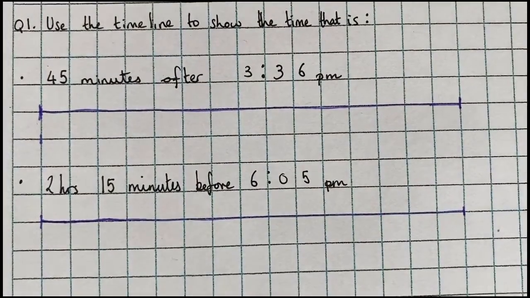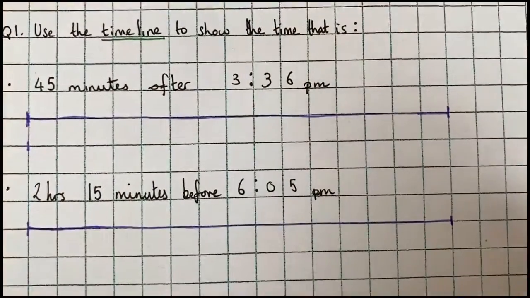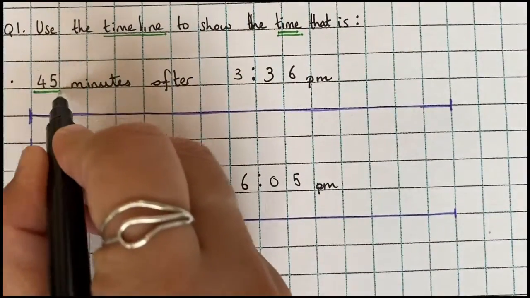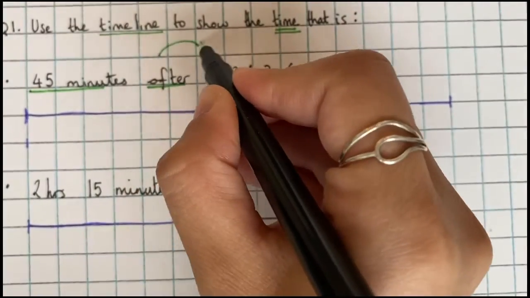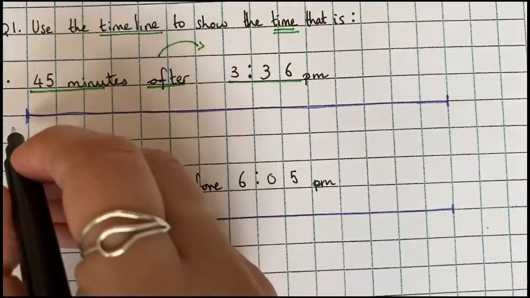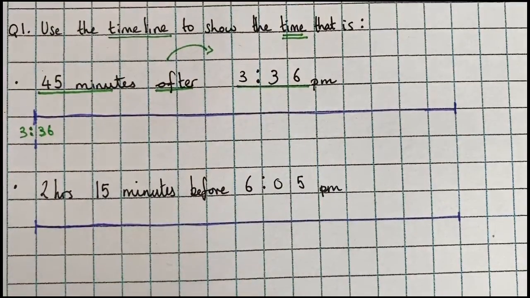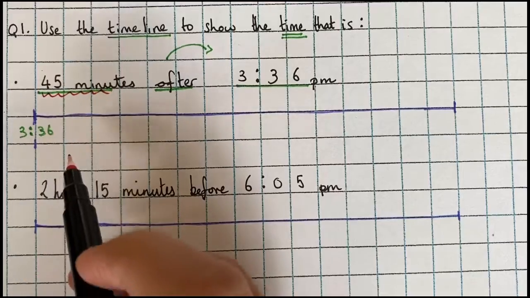Today we're going to work out the time after a given time duration. Use the timeline to show the time that is 45 minutes after 3:36 p.m. I'm going to use my timeline to work this out. Now because it's after, I'm going to jump to the right from 3:36. And I'm going to jump 45 minutes.